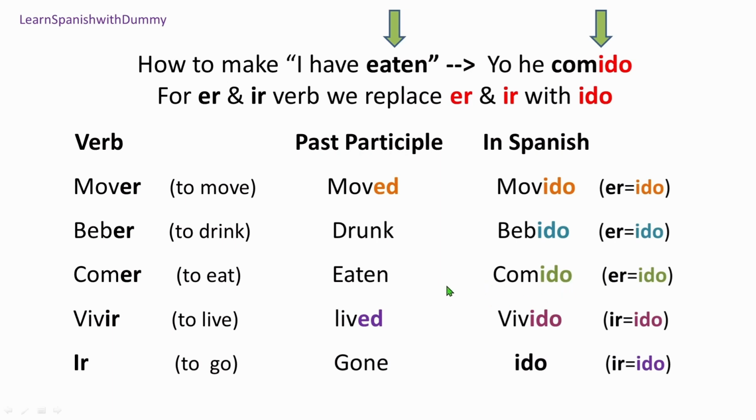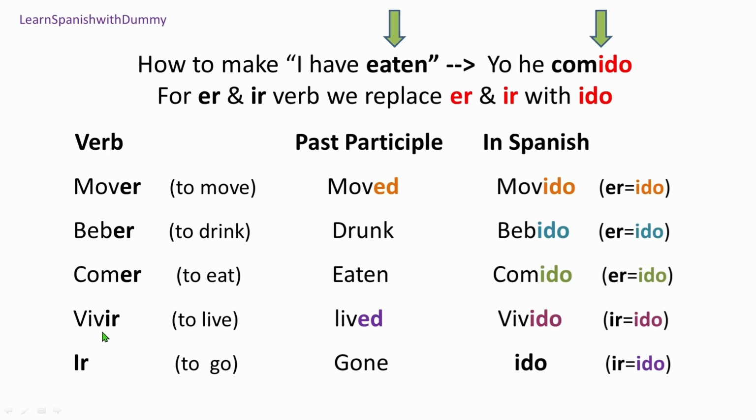Eaten is comido. Now this is an IR ending verb: vivir. Vivir means to live, and the past participle is lived. I have lived in London, she has lived in America. So how do we make it?